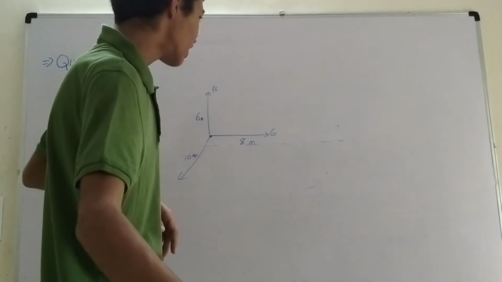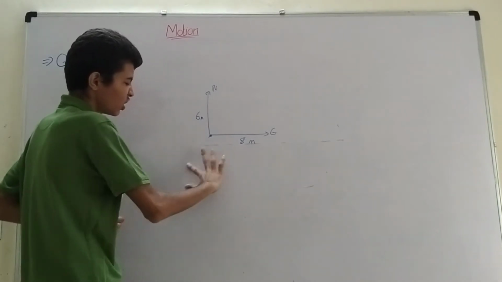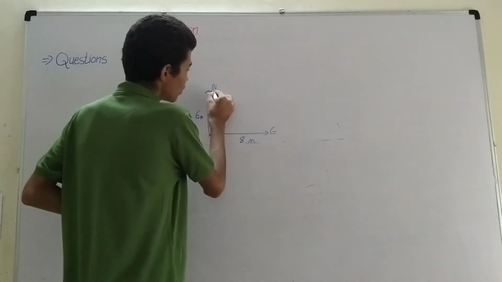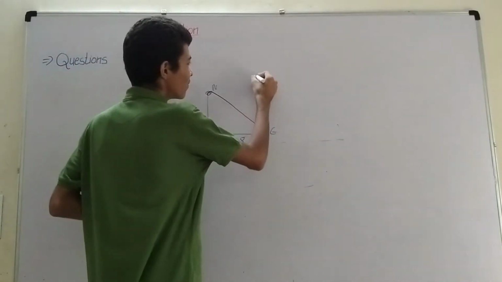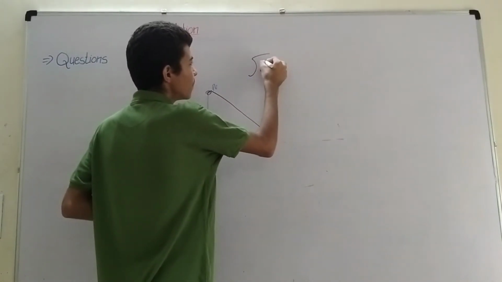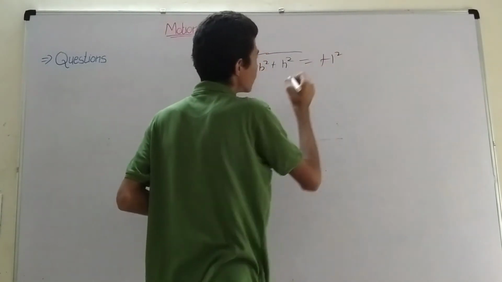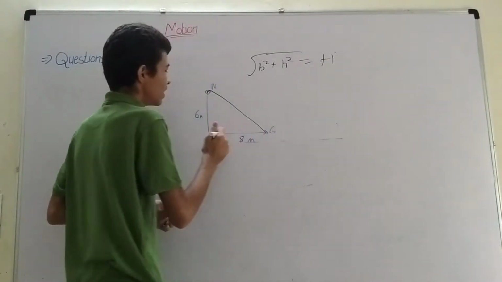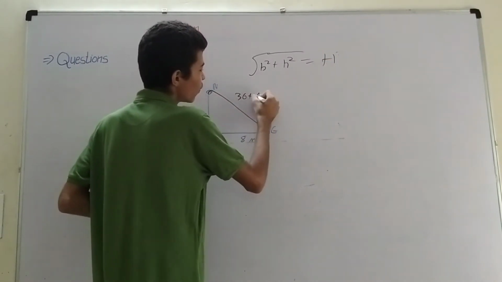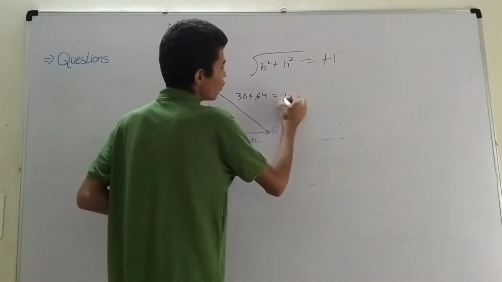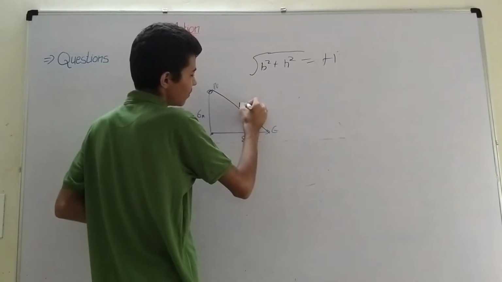So let's move to its solution. First, let's calculate the displacement in this path. We know that the square root of d squared plus h squared is equal to the hypotenuse. So we get 36 plus 64, that is equal to 100, and the square root of 100 is equal to 10. So this side is 10 meters.